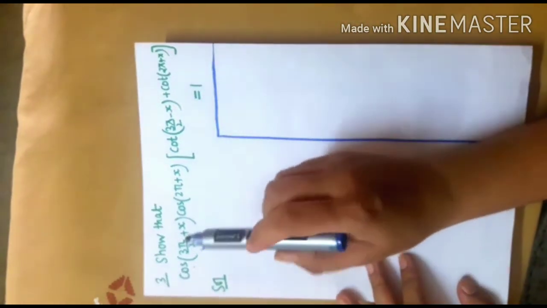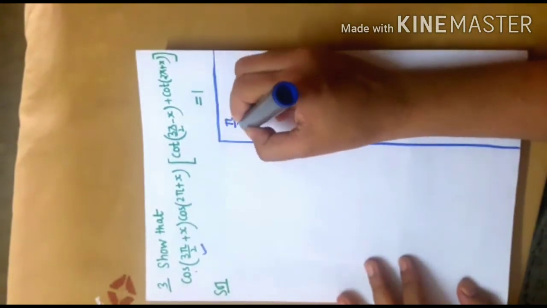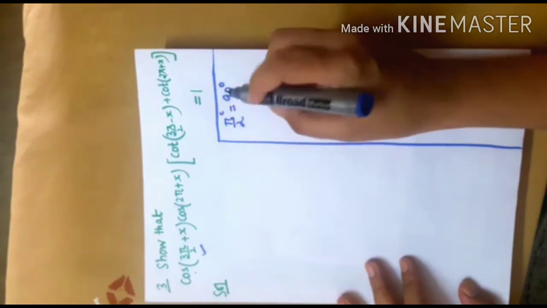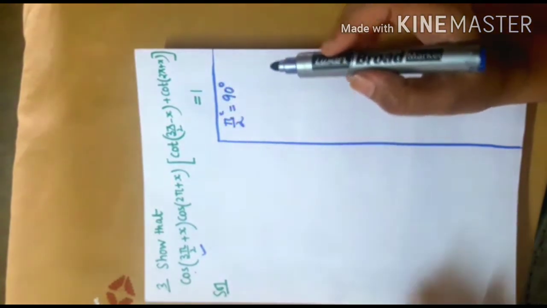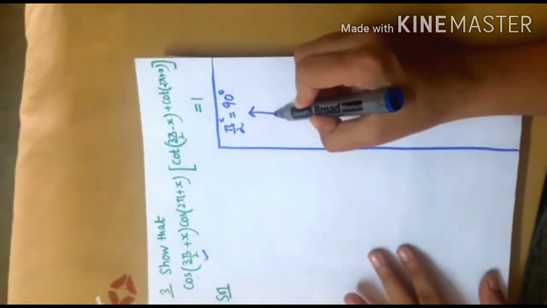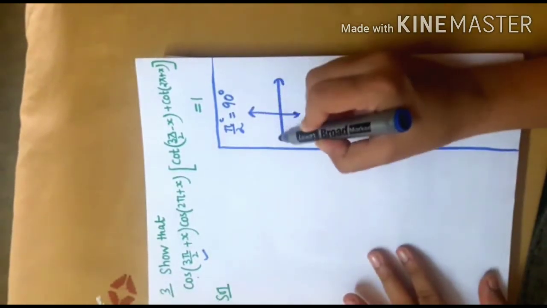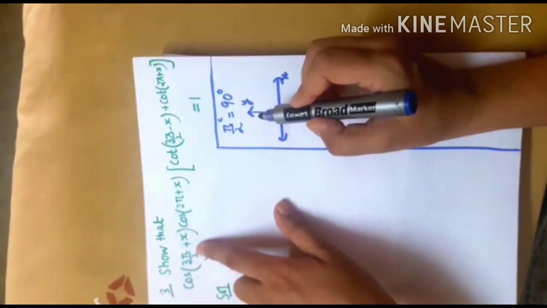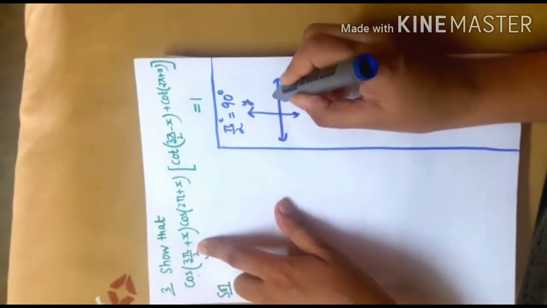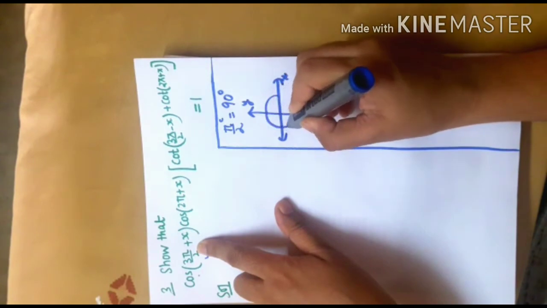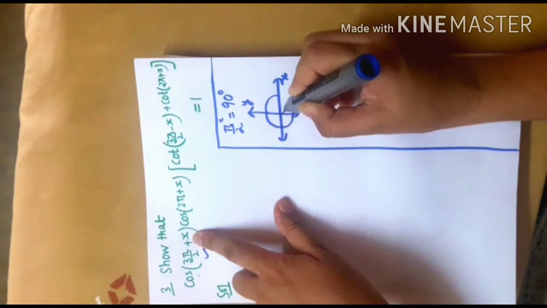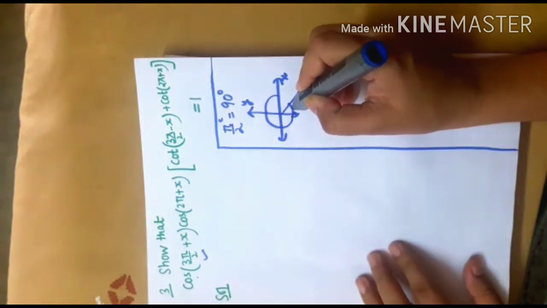First, look at this: 3 pi by 2 plus x. Yes, pi by 2 radian is equal to 90 degrees, right? So it says 3 pi by 2, that means 3 times 90: first 90, second 90, third 90, right? Plus x here. That means I will land in the fourth quadrant.